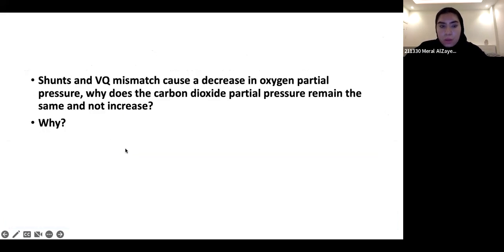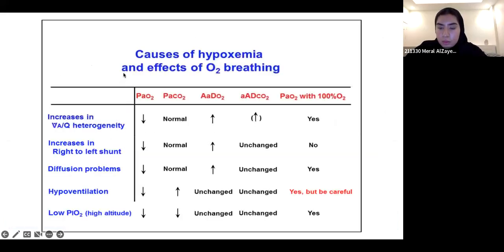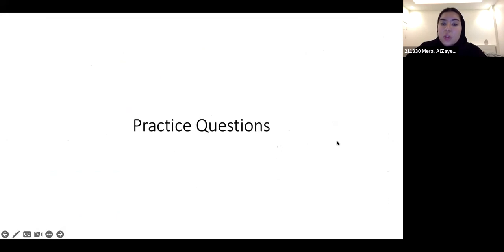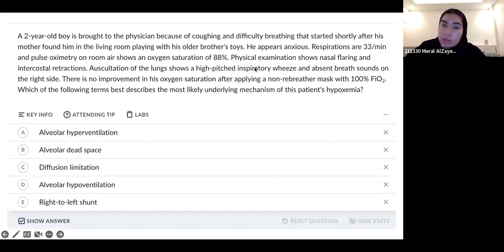Do you guys recall from here? This line, okay? Right to left shunt, if we give them oxygen, there will not be an increase in partial pressure of oxygen. And why is this? The patient did not improve with 100% oxygen. It's because, and we know from a right to left shunt, the venous blood goes automatically into the arterial blood, and it does not get oxygenated from the alveoli because it bypasses it. Yes, exactly. Knowing that it does not get better with 100% oxygen automatically eliminates VQ mismatch and diffusion problem.